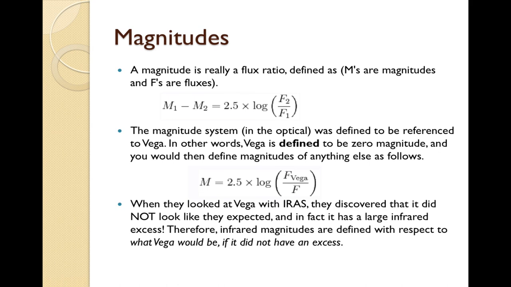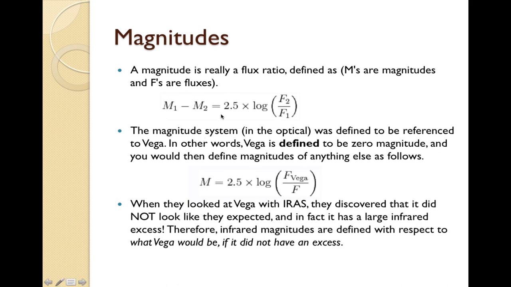Now this gets really, really complicated in the infrared, because when they looked at Vega with IRAS in 1983, the first big all-sky survey in the infrared, IRAS being the Infrared Astronomy Satellite, they discovered that Vega did not look like they expected. Vega, it turns out, has a large infrared excess. It has a dusty disk around it. So, just complicating matters. Infrared magnitudes are defined with respect to what Vega would be if it didn't have a disk. So you can imagine that this makes it squishy to define, because now you've entered into it models of what you think Vega should be if it didn't have a disk. And this is why different infrared systems can be calibrated a little bit differently, because it depends on how they defined what Vega would be if it didn't have a disk in order to define their magnitude system.